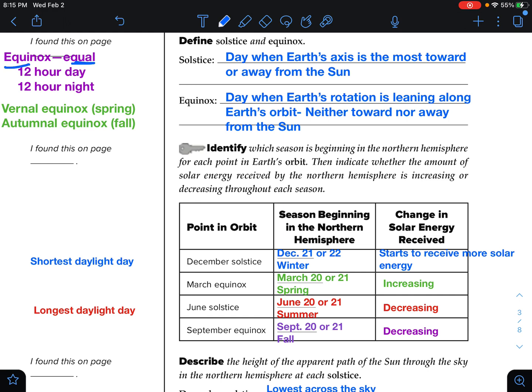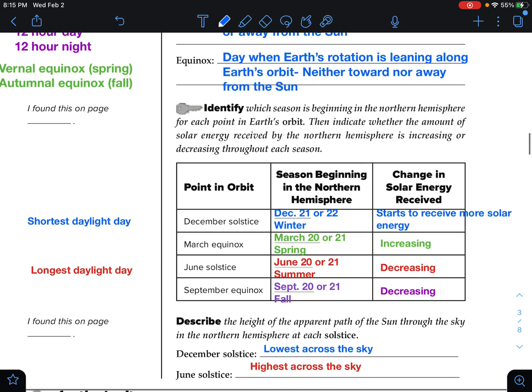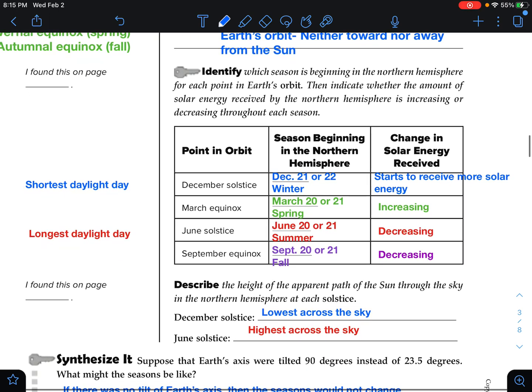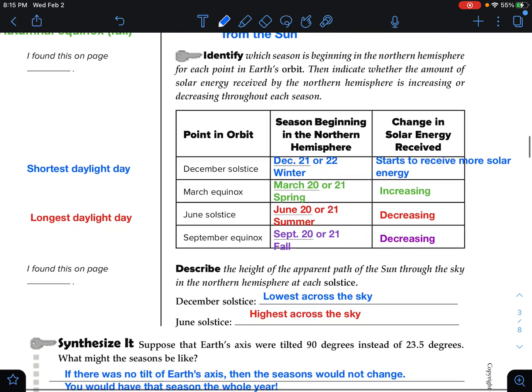So on our shortest daylight day, we get about 9 hours of daylight. It gets dark right about 5 o'clock. On our longest daylight days, we're around 16 hours, and so it's light until like 9:30, right? So great, that's great for summer. So then, what does it look like? Where the sun appears on these days. Since we're most tilted away during the December solstice, the sun is going to appear lower on the horizon. It's going to be lowest across the sky.